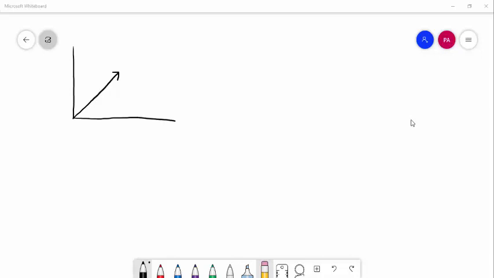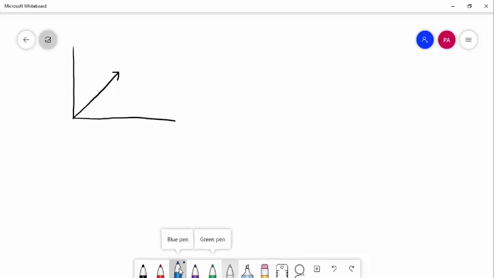Hello, in this video I will explain to you about the projectile motion. Basically, projectile motion is a combination of vertical motion and horizontal motion. So, if you want to solve a problem about projectile motion, you must calculate the components x and y. X is for the horizontal motion and y is for the vertical motion.